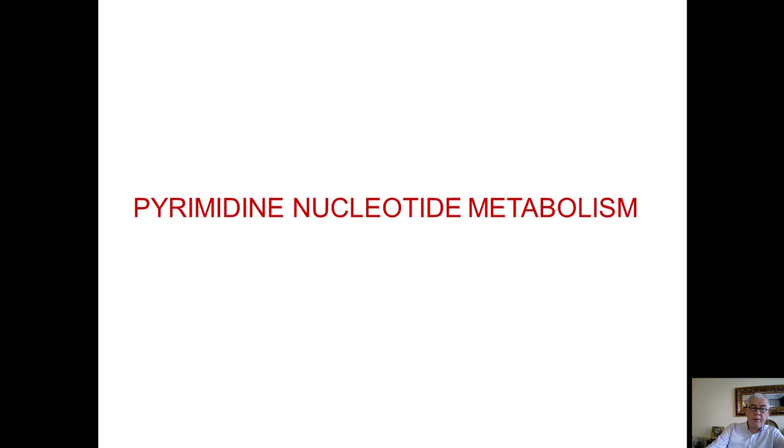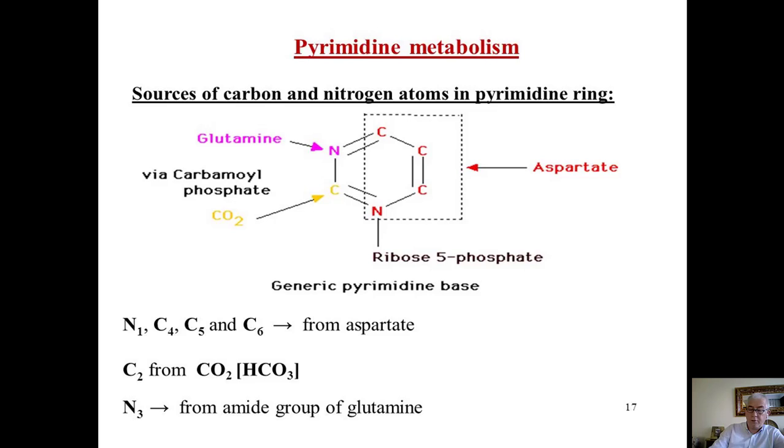Now we look at pyrimidine nucleotide metabolism. Also, we have to follow the same way. First of all, we look at the source of carbon and nitrogen atoms in the pyrimidine ring system. As we look at this picture, we can see glutamine, carbon dioxide, and aspartic acid are the substrates for pyrimidine de novo synthesis.